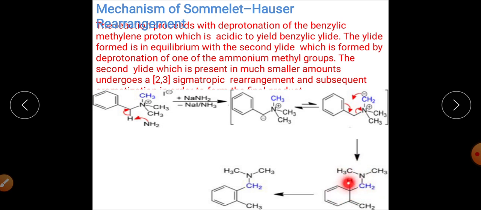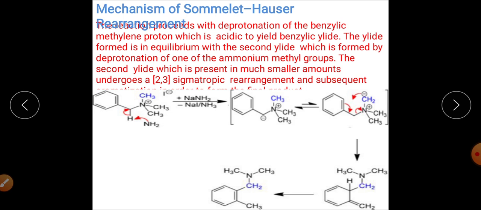Now this particular benzene ring will regain the aromaticity with this bond migrating here. With the migration of this particular bond, between this carbon and this carbon there is a double bond, it will shift itself to the CH2 negative, and this hydrogen will be attacked by this C negative and will get converted into this kind of product. So this is your Sommelet-Hauser rearrangement reaction, which is a case of 2,3 sigmatropic rearrangement reaction, right? So this is the case we were discussing.